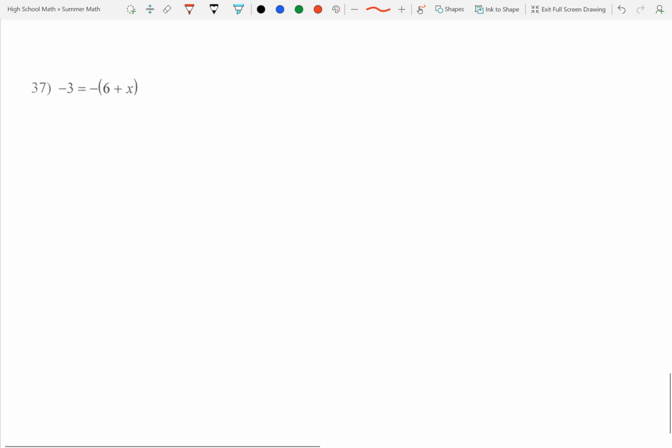Last problem for our week 4. We have negative this parentheses. You can consider there being a 1 right there. Negative 1 times this parentheses, we'll use the distributive property. Negative 1 times 6 will be a negative 6. Negative 1 times plus x will be minus x. Left side expression remains the same.